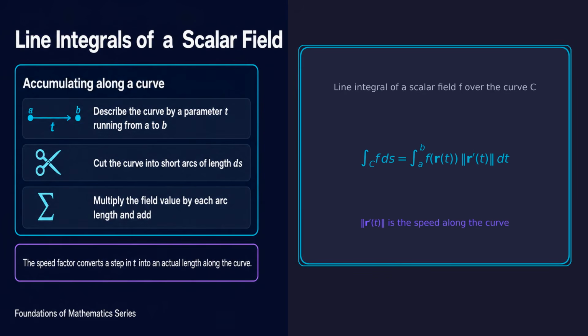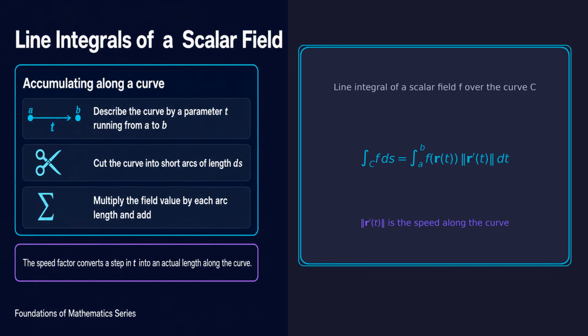Suppose a scalar field f is defined in space and a curve c runs through it. The line integral of f along c accumulates the values of f, weighted by how much curve there is. To compute it, describe the curve by a parameter t running from a to b, so that the position vector r of t traces out c. Then the integral of f along c equals the integral from a to b of f evaluated on the curve, times the magnitude of r prime of t. That last factor is the speed.